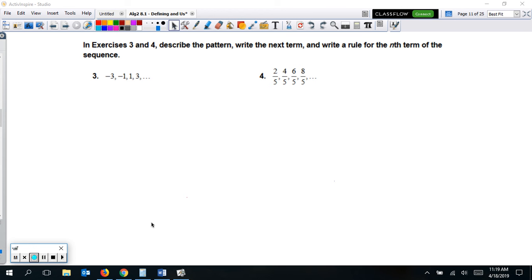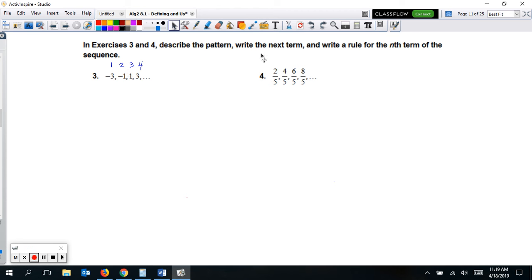Okay, so 3 and 4 on the extra practice now. We're going to describe the pattern, write the next term, write a rule for the nth term of the sequence. So it says describe the pattern, so we can figure that one out just by looking at these numbers. But first of all, let's realize we have the numbers 1, 2, 3, 4. We have 4 terms given to us. So remember, this is term 1, 2, 3, and 4. It's good to see these numbers here.